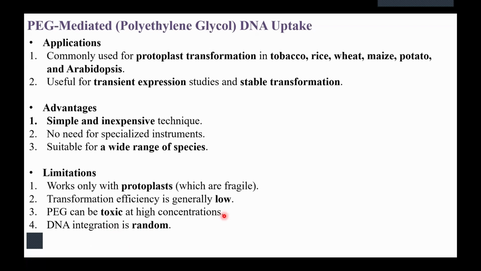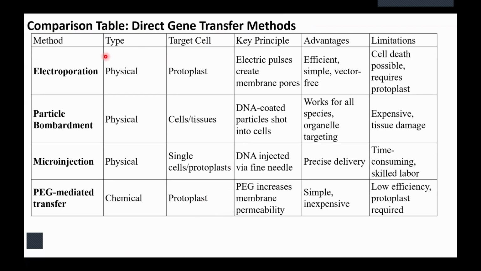So with this, we complete the methods. I have also given a comparative table for the four direct methods of gene transfer in creation of transgenic plants under genetic engineering. So now we have transgenic technology as a method for creating plants with desirable traits. For transferring the gene of interest to the plant, we have four direct methods, which we have learned in this video: electroporation, particle bombardment, microinjection, and PEG mediated transfer. So thank you so much for listening.